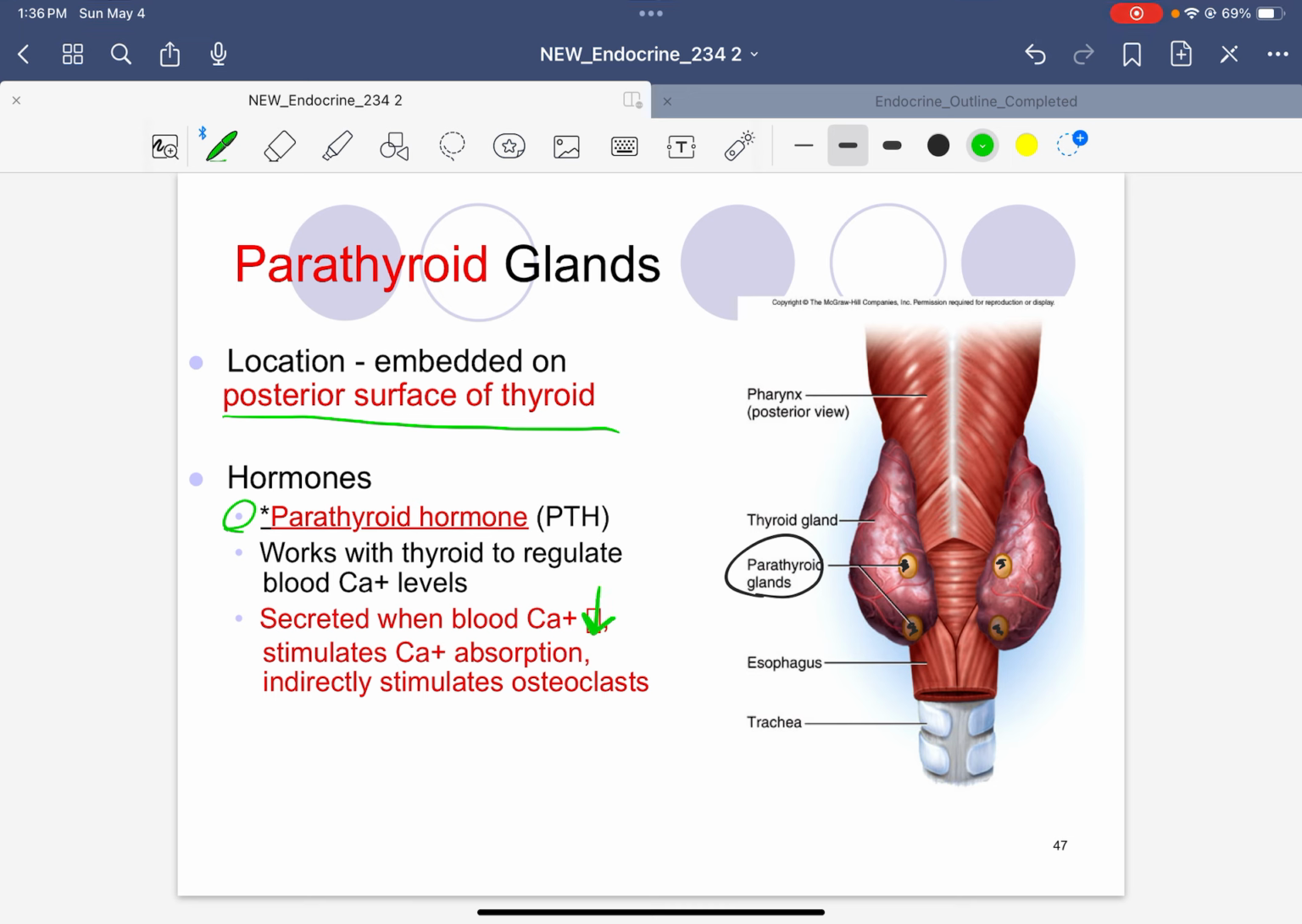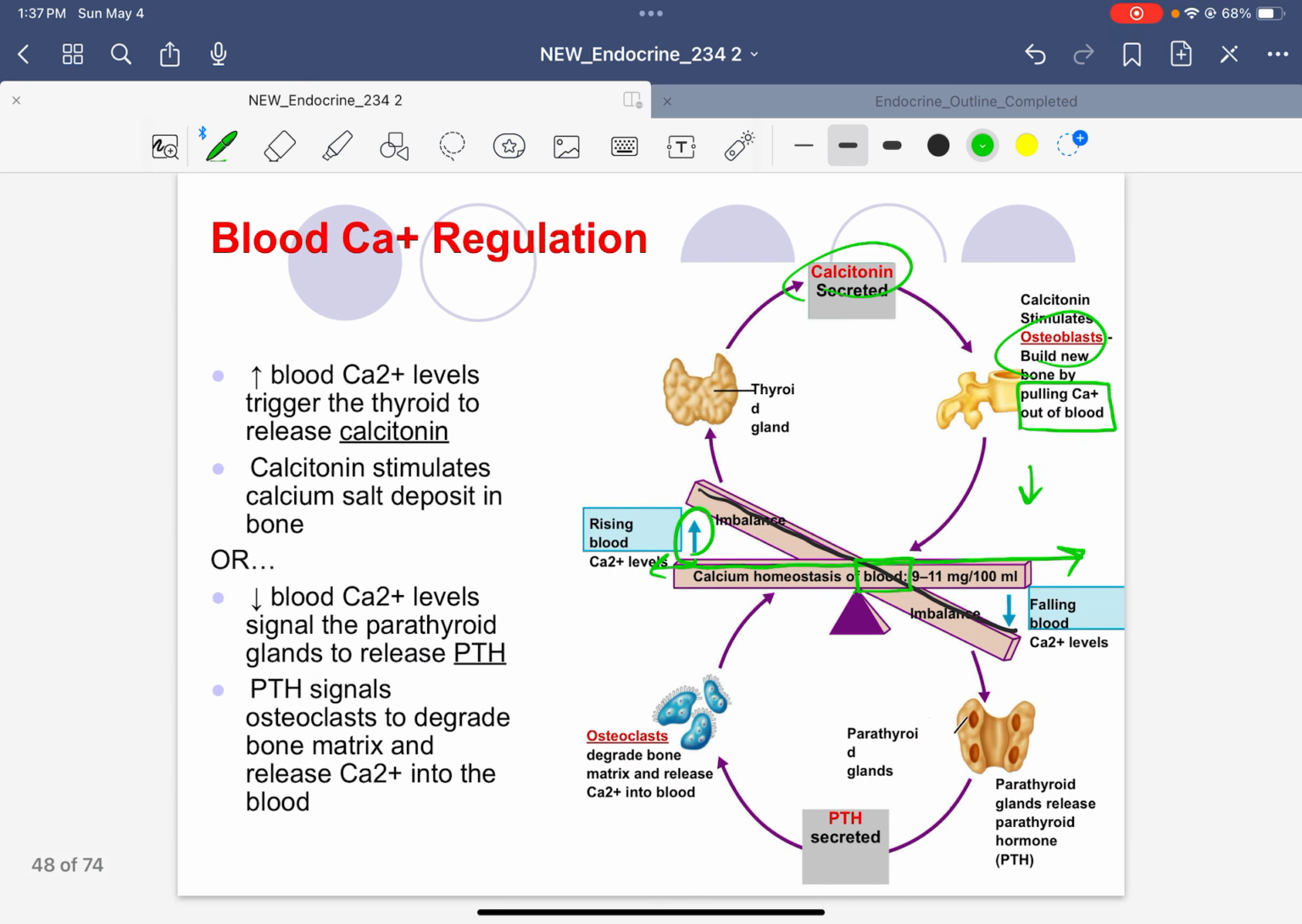When blood calcium is low, we want to stimulate osteoclasts. Clasts break down. It's the opposite of the calcitonin. If you just memorize one, you automatically know the other.